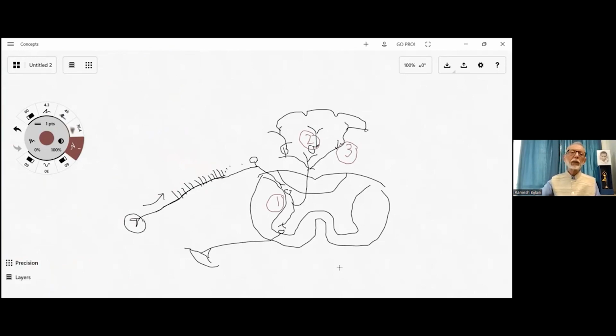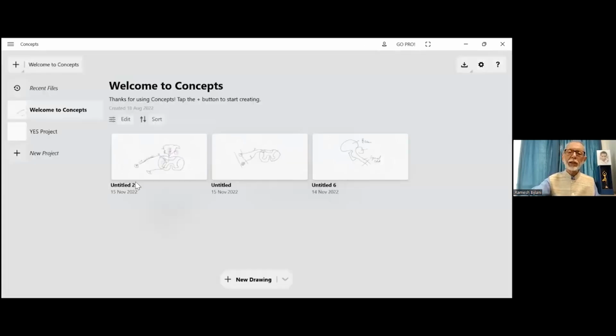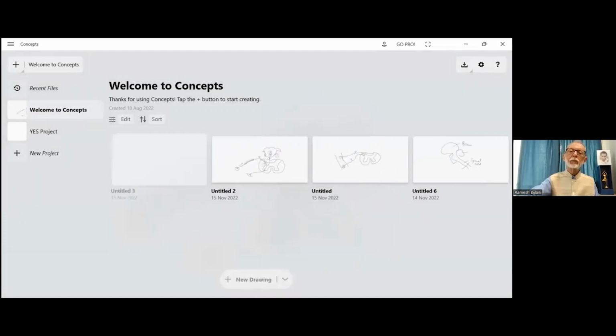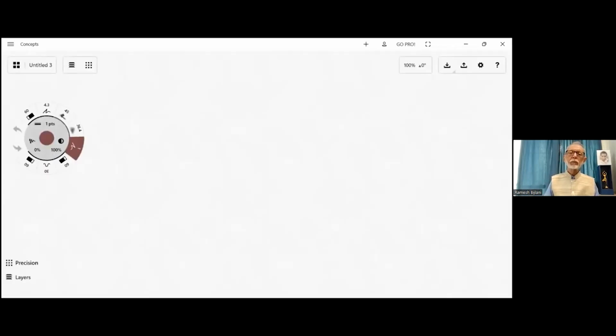Now, what about the specific pathway? That's what we shall concentrate on. Now, the specific pathway takes it to a place in this brain.